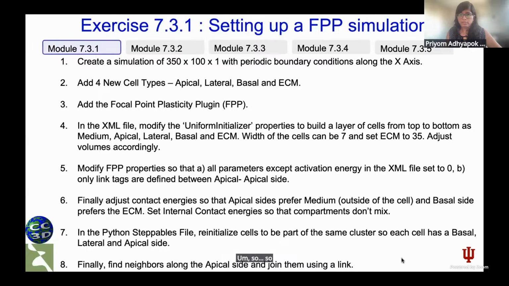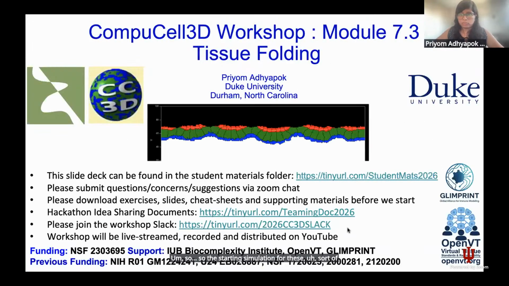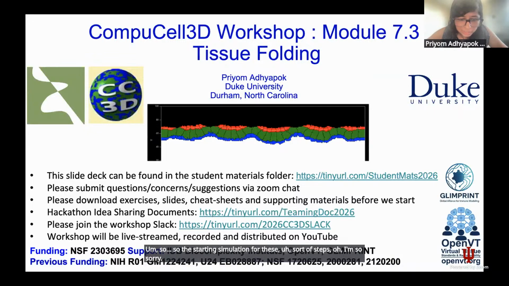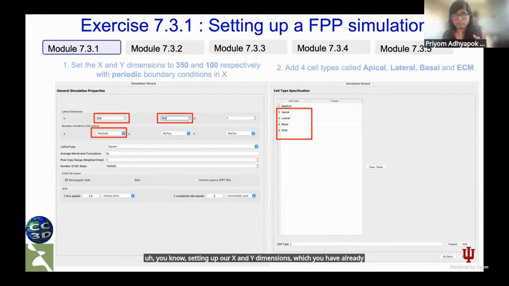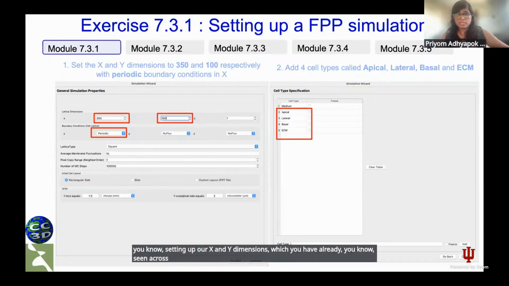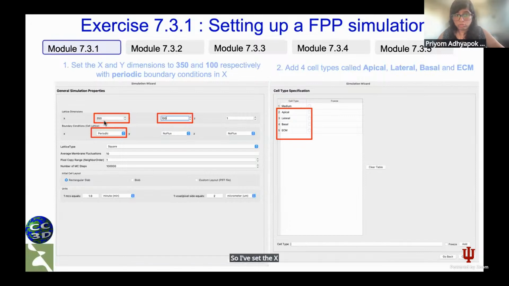So the starting steps you have already seen so far. Our first task was setting up our X and Y dimensions, which you have already seen across using threaded. I've set the X dimension to be 350 and the Y dimension to be 100, and put in periodic boundary conditions on the X axis. You can also avoid this step and put no flux as well, but for now, I've set them to periodic.